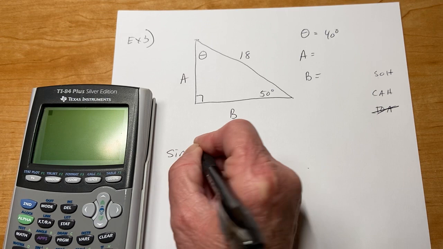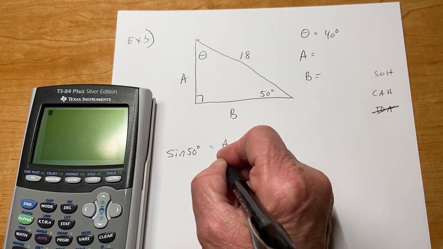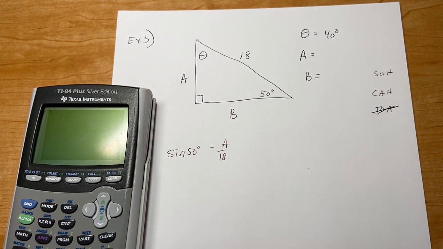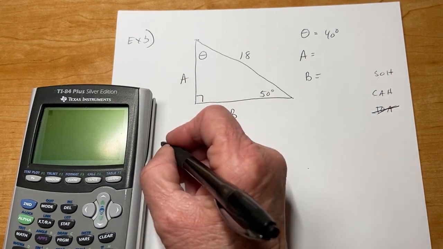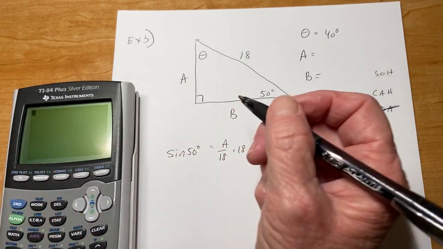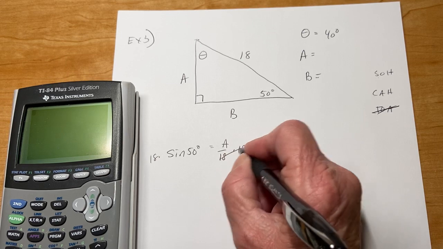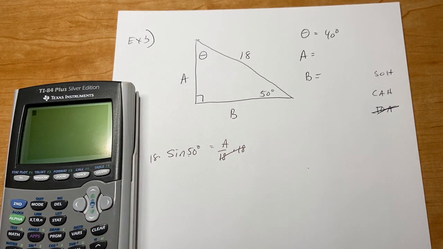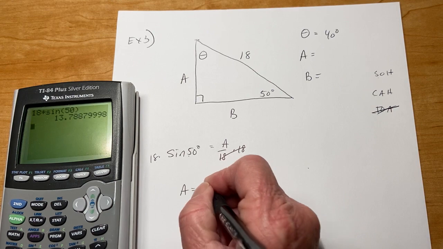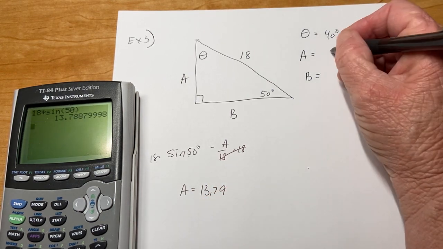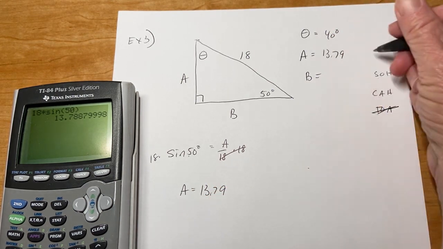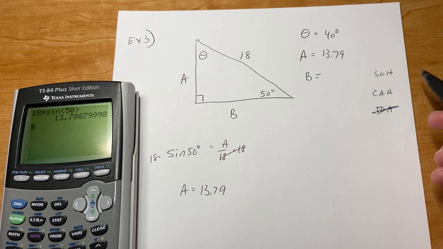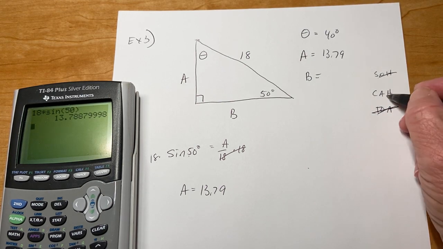Sine of 50 degrees equals A over 18. Well, this is quicker than the other ones. All I have to do is times 18. I'm going to scooch this a little bit. Times this by 18. Those are canceled. So all I have to do is solve 18 times the sine of 50. Okay, so 18 times sine 50. Enter. Looks like A equals 13.79. Again, no units.